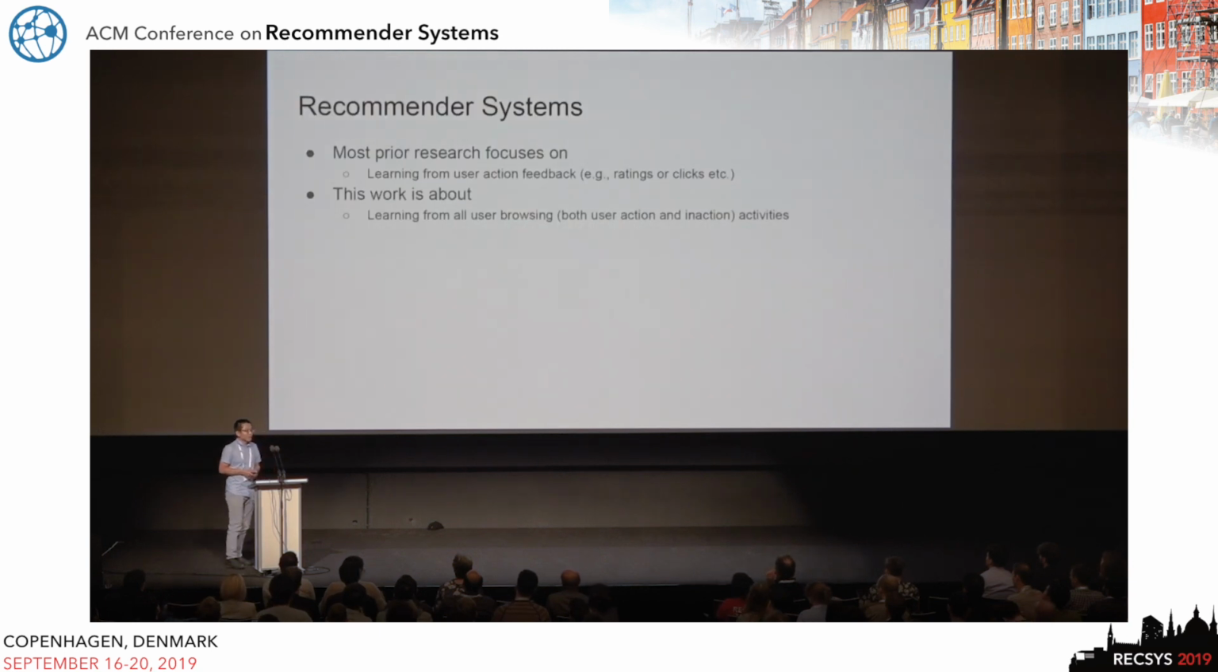So most prior research on recommender systems has focused on learning from user action feedback, for example, clicks, ratings, etc. This work, however, is different in the sense that we try to learn from all user browsing activities, including action and also inaction, which I'm going to explain in a moment.